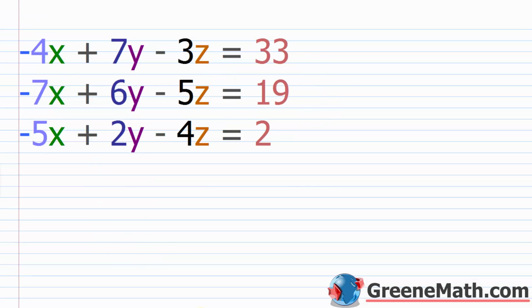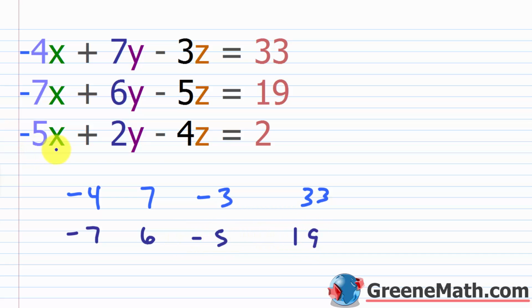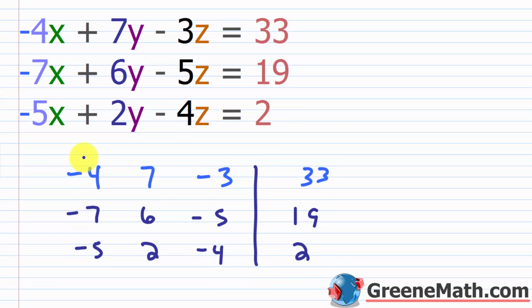So now we have -4x plus 7y minus 3z equals 33. So -4, 7, -3, and 33. Then we have -7x plus 6y minus 5z equals 19. So -7, 6, -5, and 19. And then we have -5x plus 2y minus 4z equals 2. So -5, 2, -4, and 2. Let me put this bar here, and then these brackets, and we're ready to go.